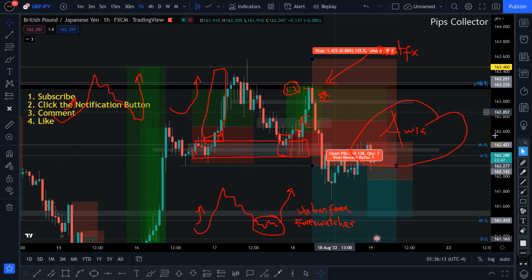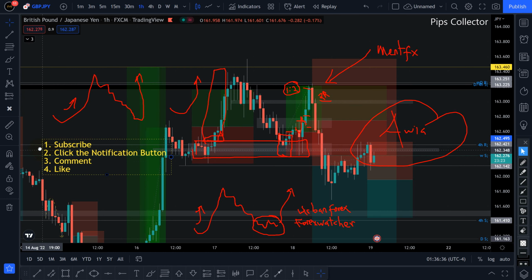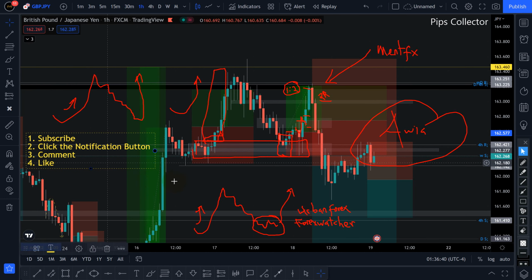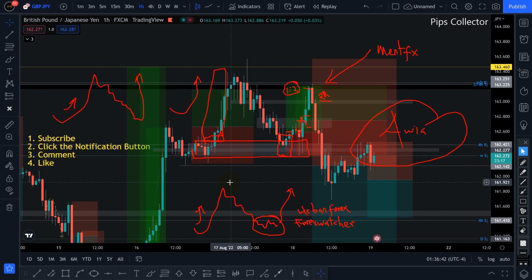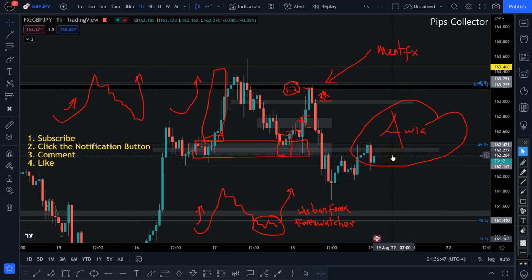So looking at this in hindsight, there are 3 different strategies put here. This buy here is using the MentFX kind of strategy. This one here is using the AWARE strategy, and the AWARE strategy is similar to the Urban Forex Forex Watcher. It's just that the AWARE strategy made it simpler. Instead of, oh, you have to wait for this, you have to wait for this, the AWARE strategy made an already advanced strategy like this easier for anybody to conceptualize, apply, and see benefits or good results.